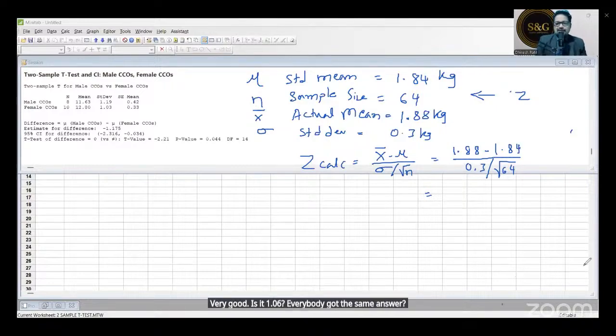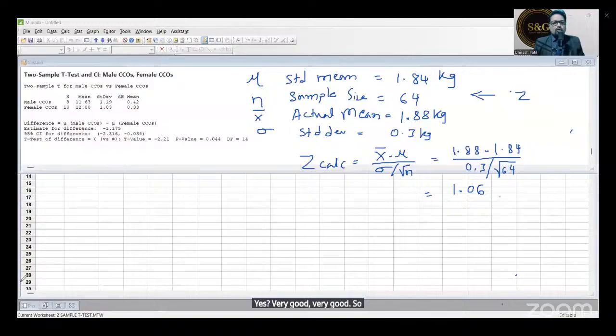Has everybody got the same z calc answer? Just give me yes. 1.06, something like this? 06 or 07, whatever. Give me yes or no in the chat box quickly. Yes, very good, very good.